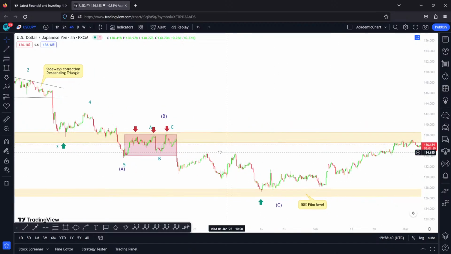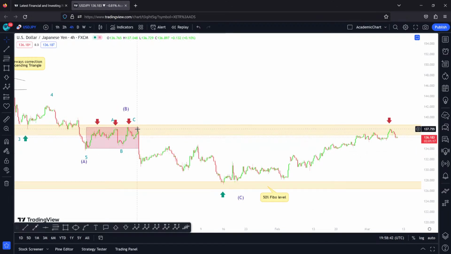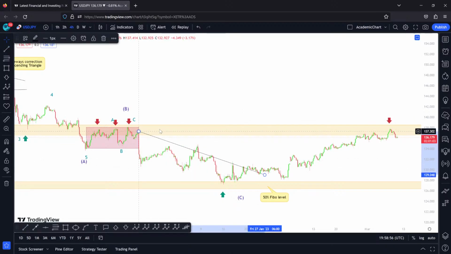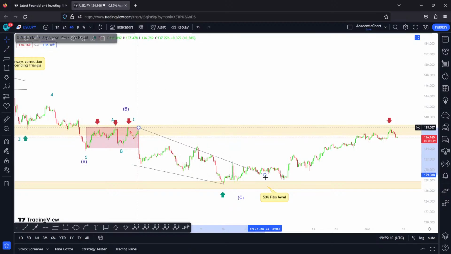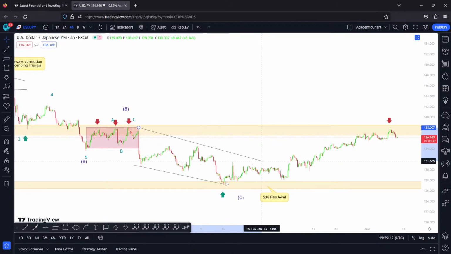And let's just quickly also take a look at this C. I can see that it is some sort of 1, 2, 3, 4, 5. Does it make sense? Yes. Usually when we count these impulsive waves, if I can draw some sort of trend line as the channel, the rule in that theory is telling me, let's just fix this channel, something like this.